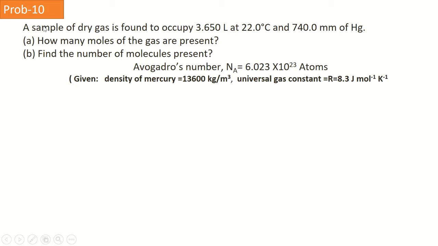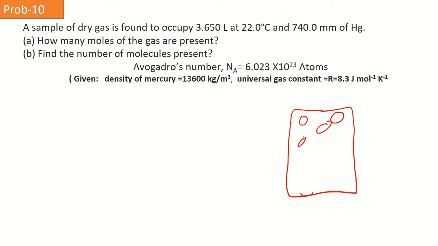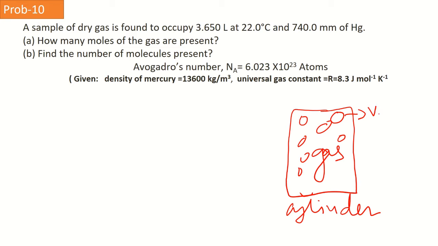So what is the question saying? The question is saying there is one cylinder, and in the cylinder there is a dry gas. Say this is one cylinder here, and in this cylinder there is a gas. These are the gas molecules. So the gas is inside this cylinder. This is the cylinder of the gas, and the volume of the gas is given. This is 3.65 liter.